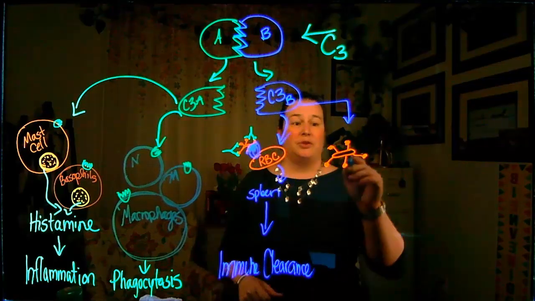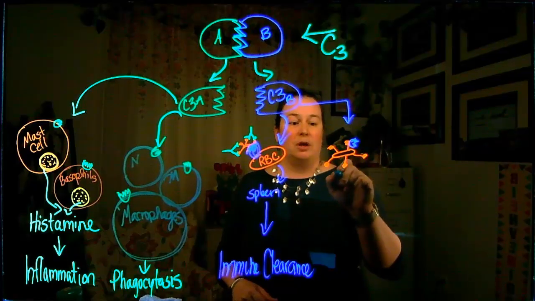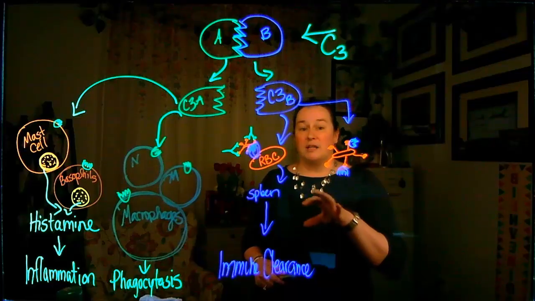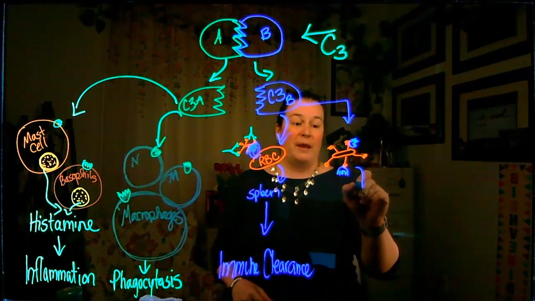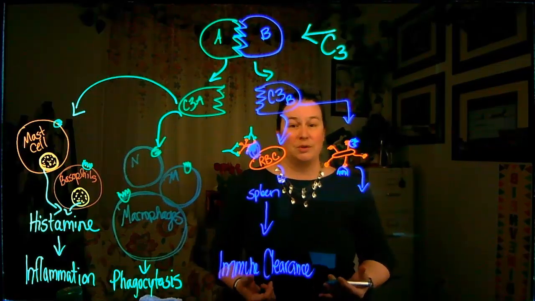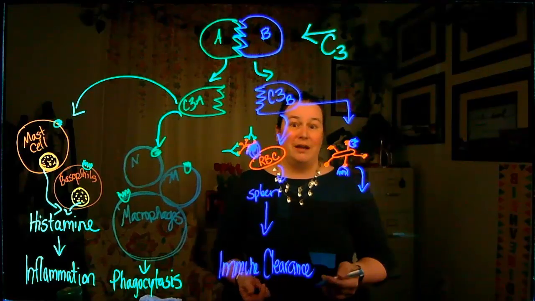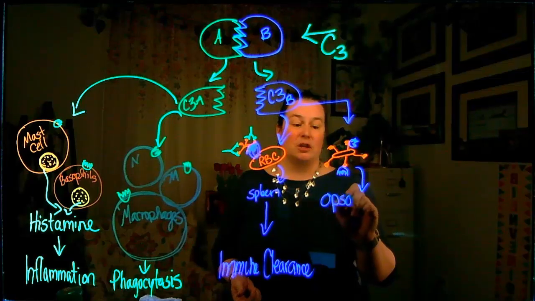So complement C3b can also bind to and attach to a pathogen, even if there is no antibody complex to it. This is going to help make it more obvious and noticeable to body cells that would have the ability to destroy this foreign invader. This is a process known as opsonization.